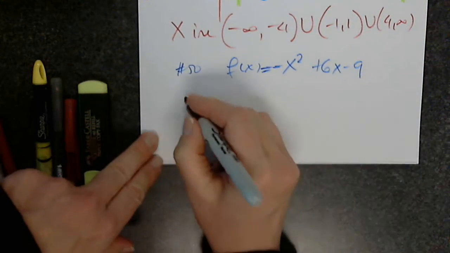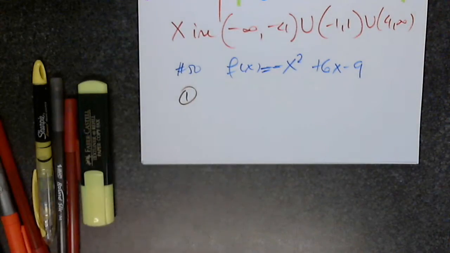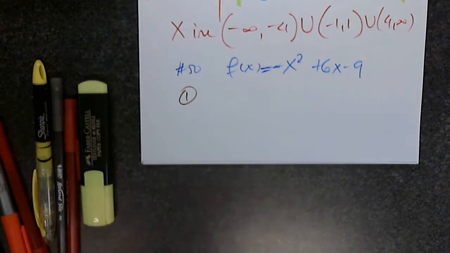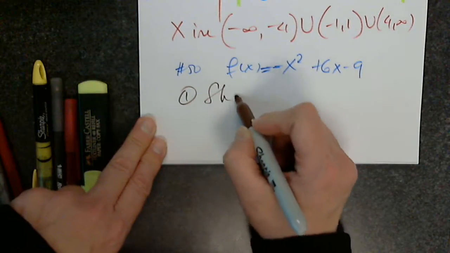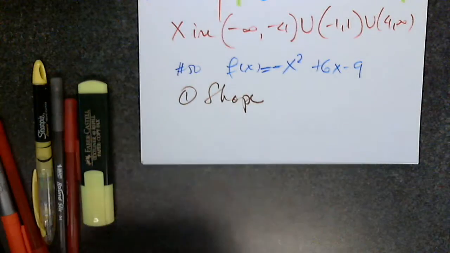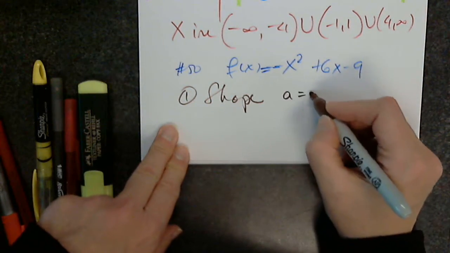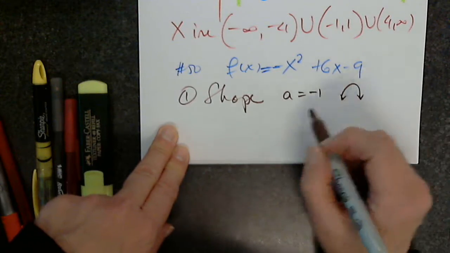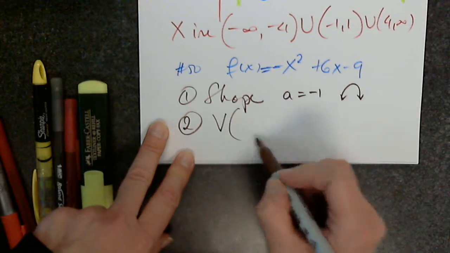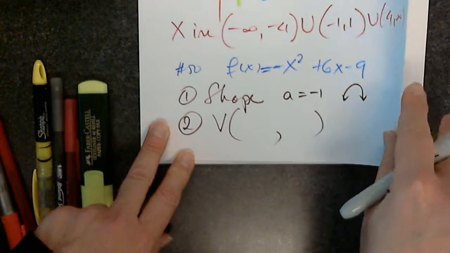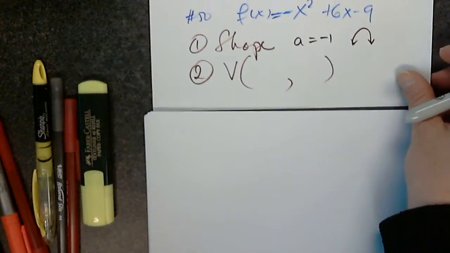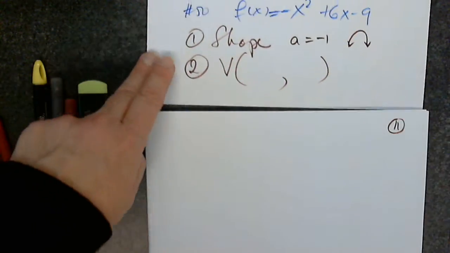First step, can anyone give us the first step? Yes, the shape. Does it have a max or a min? A is -1, so it has a maximum. Very good. Number 2. Vertex. Very good. Excellent. How do I find the vertex?